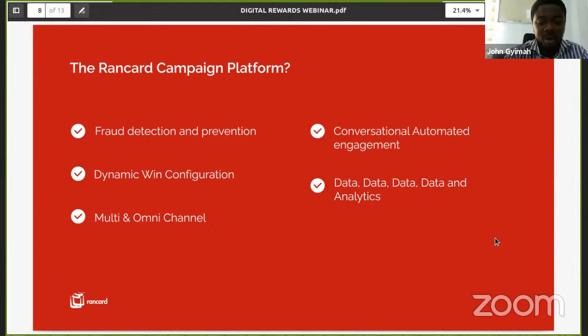We talk about dynamic win configuration, and this one really speaks to the heart of the micro loyalty program. If you remember, the definition of a micro loyalty program is the capability for every brand to be able to connect to their consumers at minimal cost per reward, right?